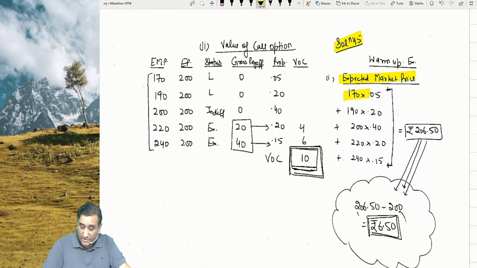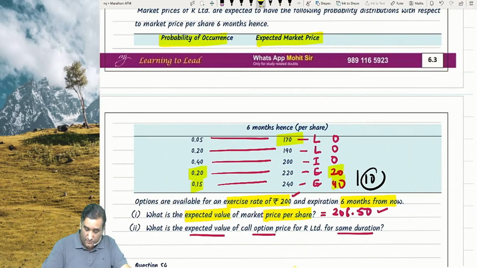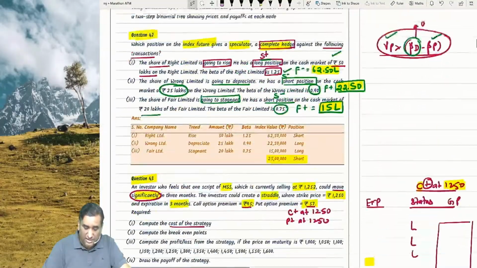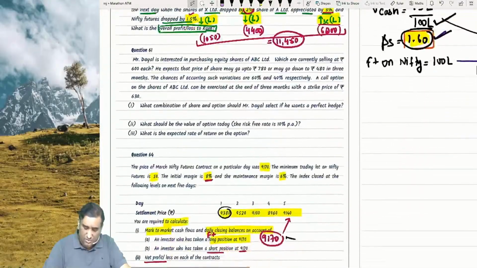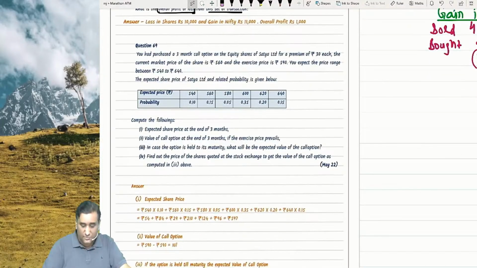Expected market price 170.5, 195. Value of call option is exactly the same. 35th, have I given? I can slide. By chance, answer 69.